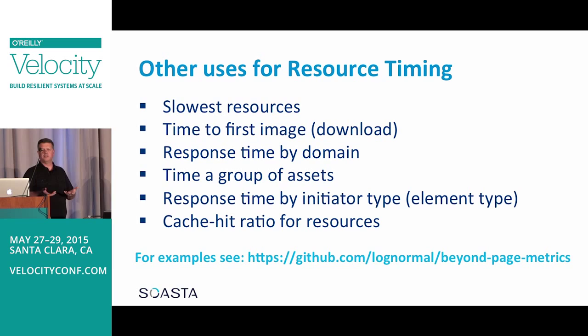But other uses for resource timing I think are even more interesting. Identifying the slowest resource in a page. Looking at time to first image download, really not necessarily render time, but time to first image. Response time by domain, a group of assets, response time by initiator type, JavaScript, CSS, whatever it might be. Looking at cache hit ratios for different resources.